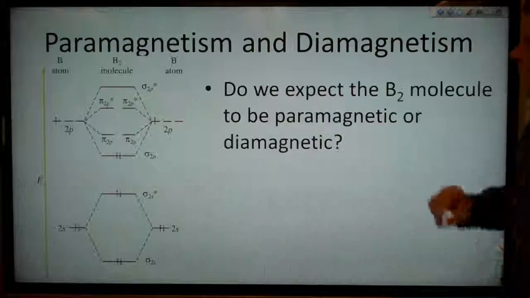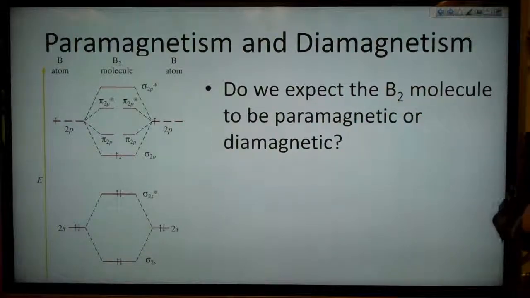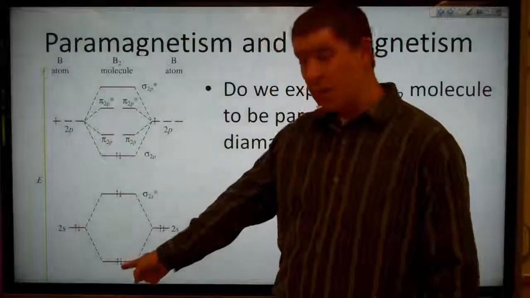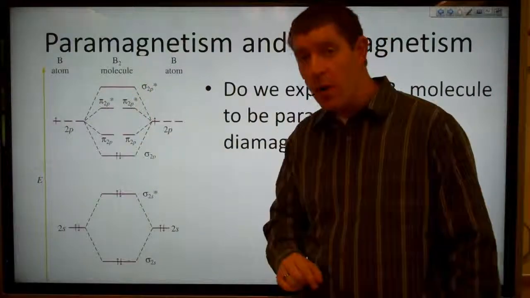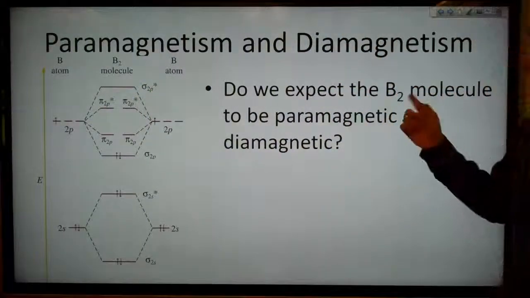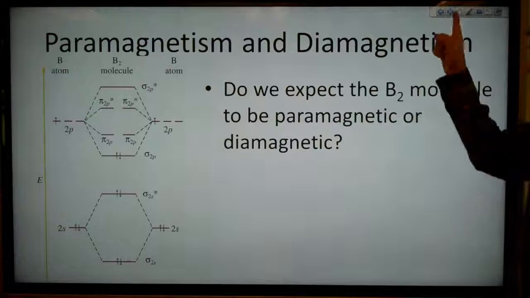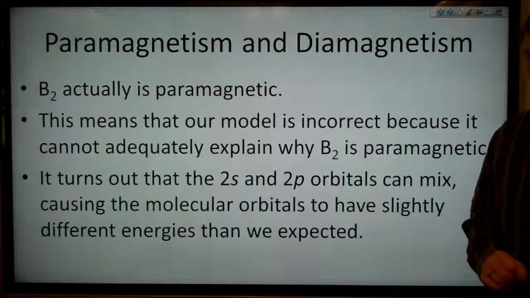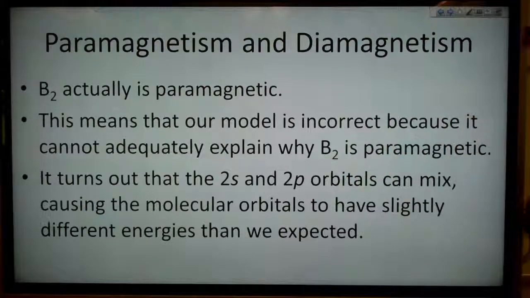Alright, so do we expect our diboron molecule to be paramagnetic, or do we expect it to be diamagnetic? Let's see. In our molecule, we have some paired electrons. We have some more paired electrons. We have some more paired electrons. And we have no unpaired electrons. So we expect our diboron molecule to be diamagnetic because we have no unpaired electrons. But it's actually paramagnetic, which means something's wrong with our diagram. This means that our model is incorrect because it can't adequately explain why diboron is paramagnetic.